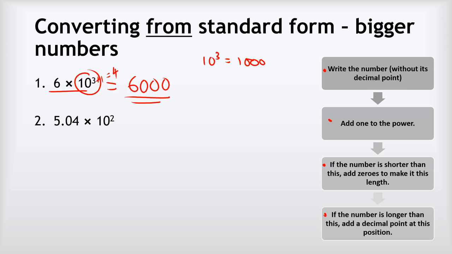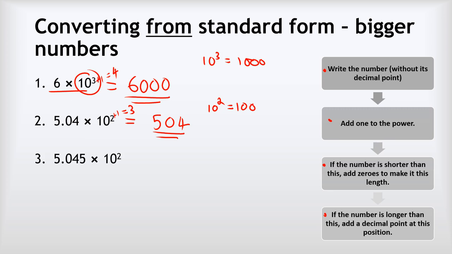What about our next example, 5.04 times 10 to the power of 2? Well, let's start by writing out our number without its decimal point, much like we did last time. So we're going to say 5.04 without that decimal point. Now we need to think about how long the number needs to be by looking at this power. So the power is 2. We're going to add 1 to it, and that's going to give us 3. So we're looking for our number to be 3 digits long. And actually, it already is 3 digits long, so that's absolutely perfect. So our answer there is 504. Again, let's do our little sense check. 10 to the power of 2 is 100. So we should be looking for an answer in the hundreds, and that's exactly what we've got.